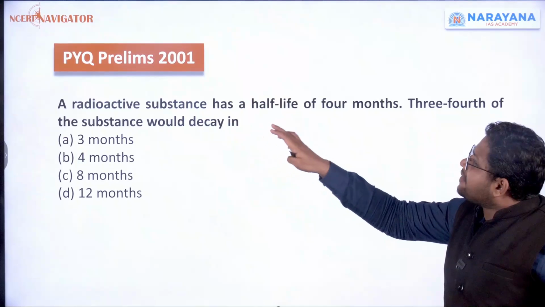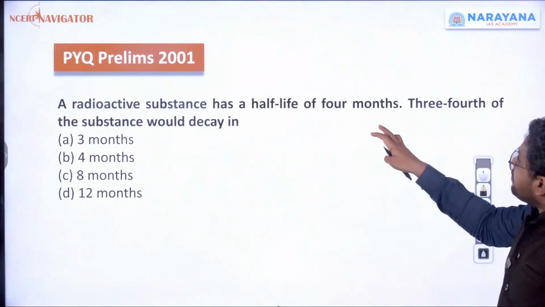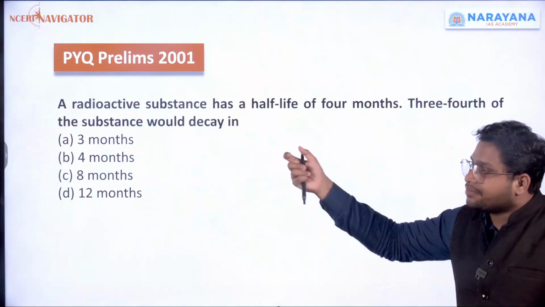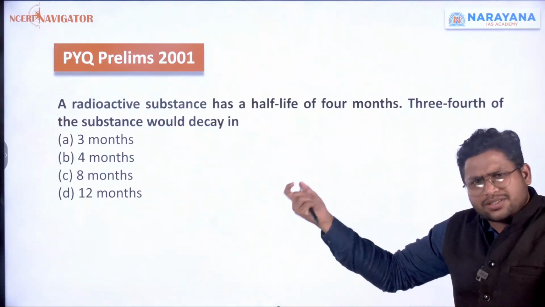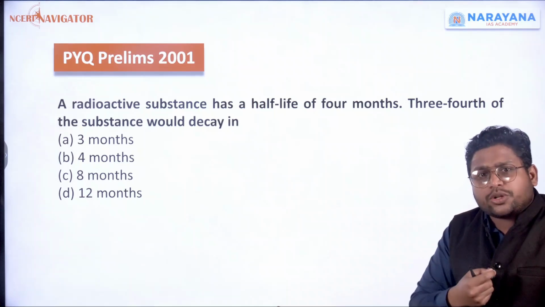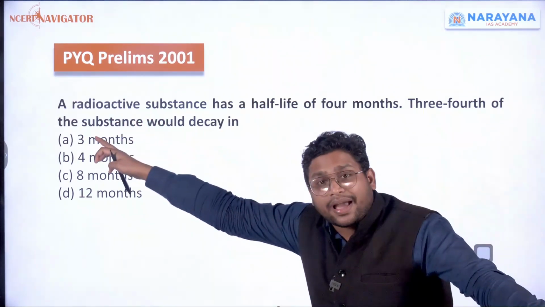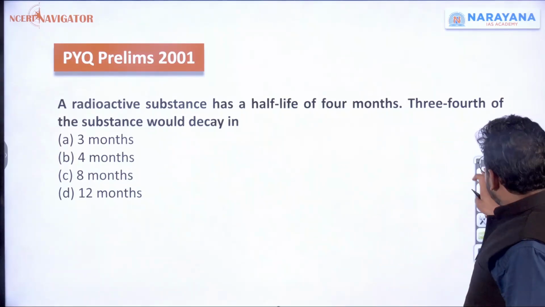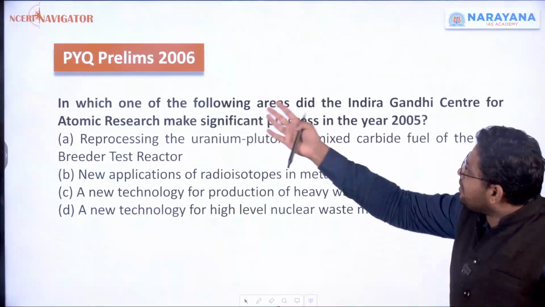A radioactive substance has a half-life of 4 months. 3/4 of the substance would decay in how many months? Now this is a very easy question, but to answer this particular question, you need to know what we mean by radioactive decay. Okay, so this also we will study in this chapter. Then we have the third question.